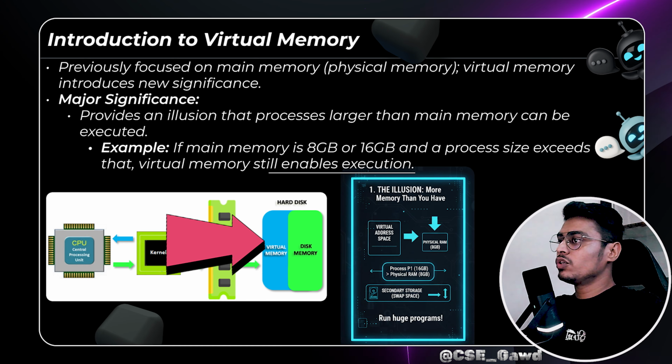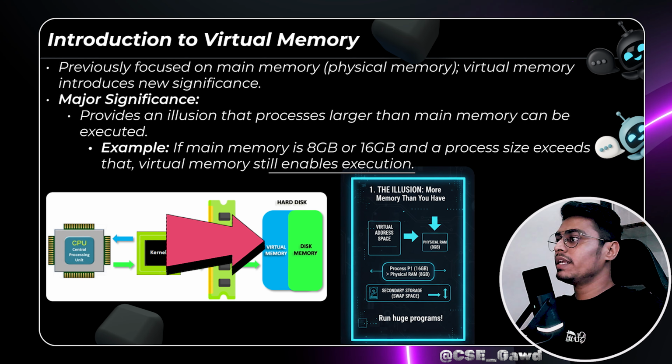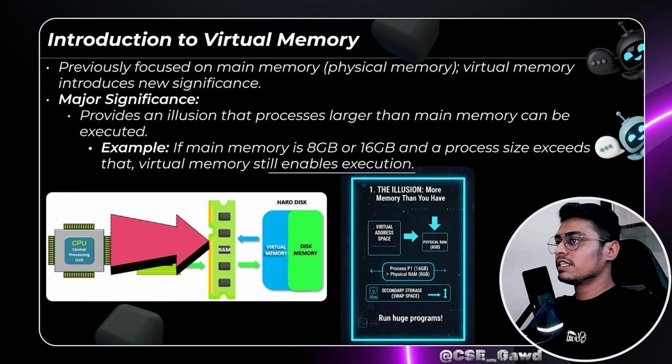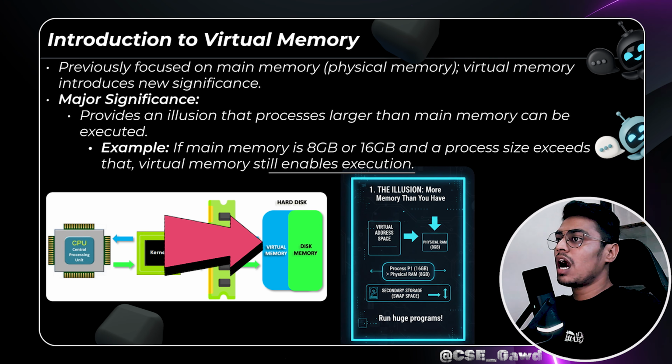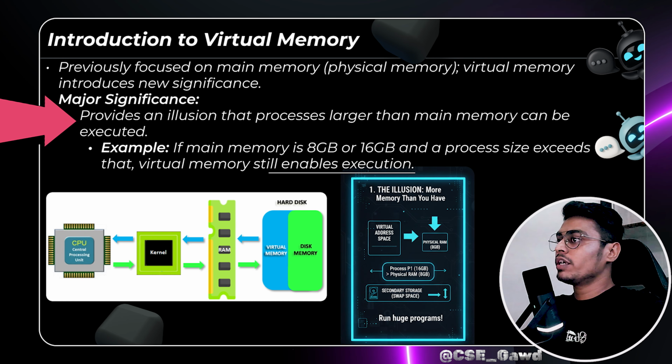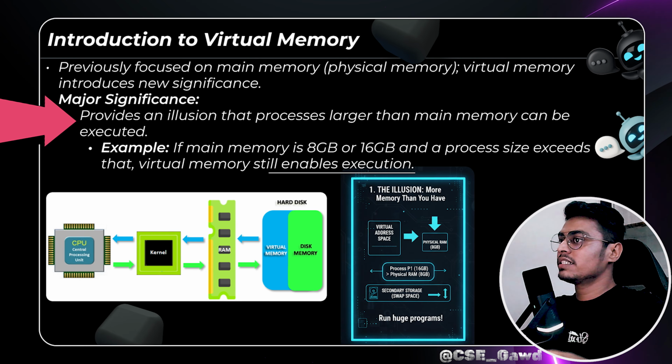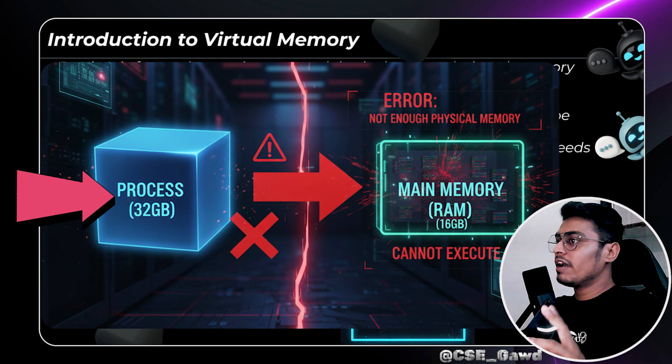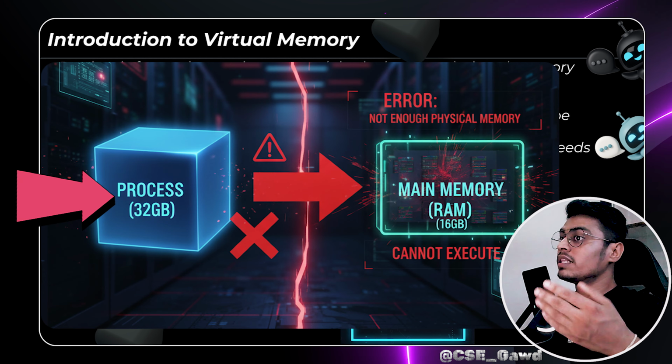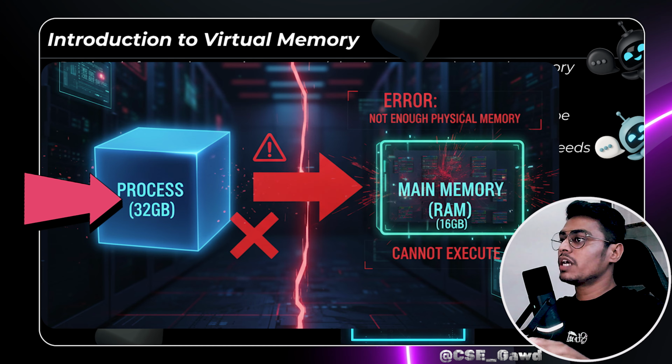Virtual memory is actually a concept of how we manage memory in a computer system. Till now we have discussed a lot about the main memory, which is physical memory. In this lecture we will see how virtual memory actually works and what is the significance of virtual memory in a modern operating system. The first and important significance of virtual memory is that it provides an illusion to the programmer that a process whose size is larger than the size of the main memory can also be executed. This means if I have a process whose size is even more than the size of main memory, we can execute that process as well.